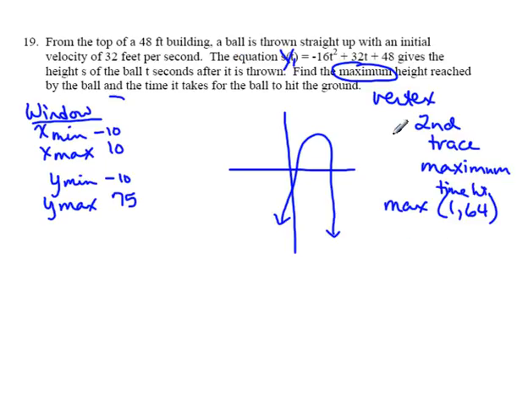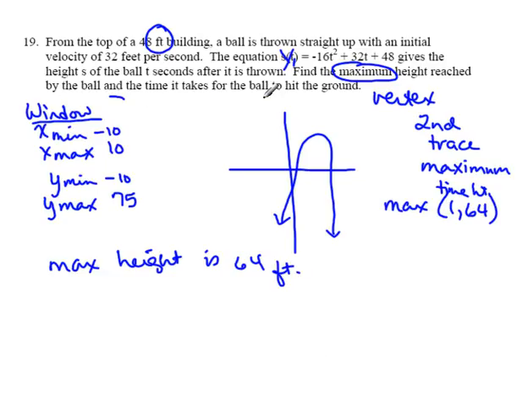So now let's read. Find the maximum height reached by the ball. Is that the time x or is that the y height? Well, of course it's the y. So that would be the maximum height is 64. Well, 64 what? Well, look to your problem for units, feet. Okay, so you've answered that first part.